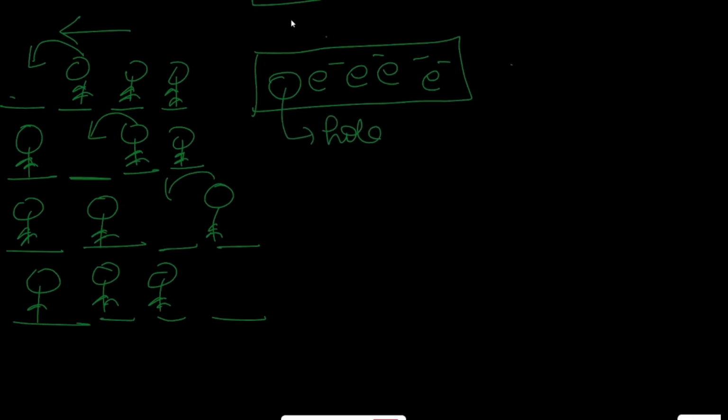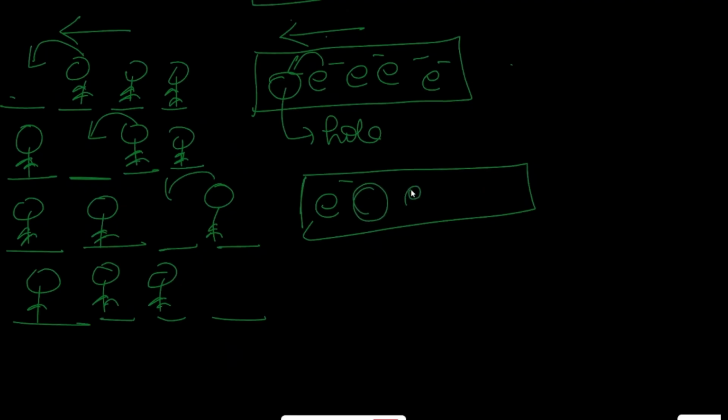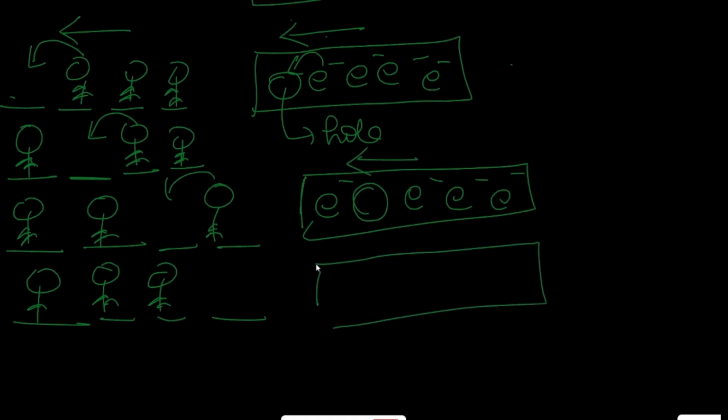So let's suppose we are applying an electric field in this direction, and the electrons are moving in this direction. Let's zoom in and see how this movement takes place. The electron which is present beside the hole occupies this empty spot, and we get a hole here, and the rest of the electrons remain the same. Now again the electrons are moving in this direction. The electron which is present here will remain the same, and this electron moves into the empty spot and occupies this position.